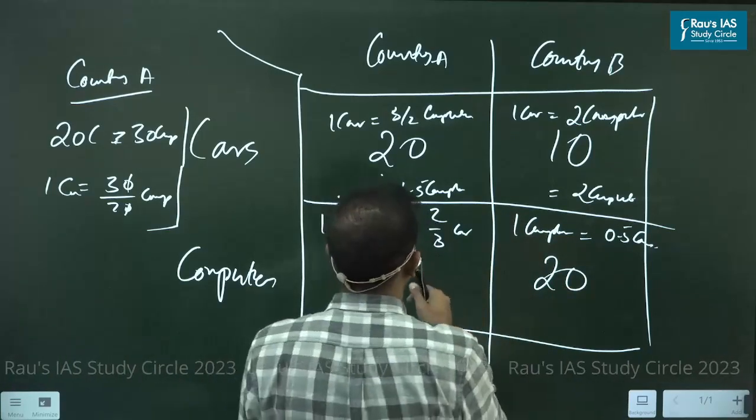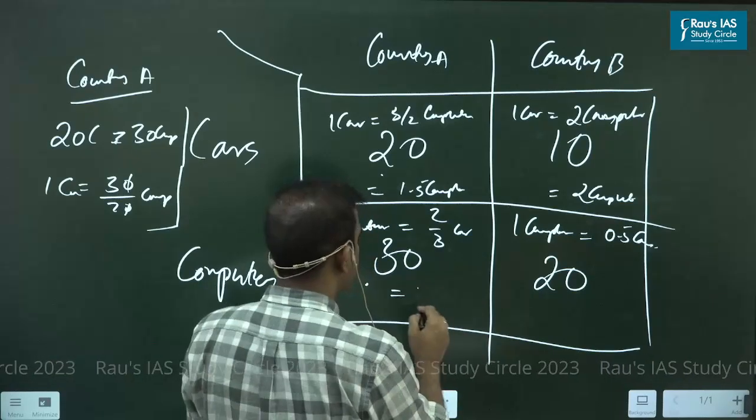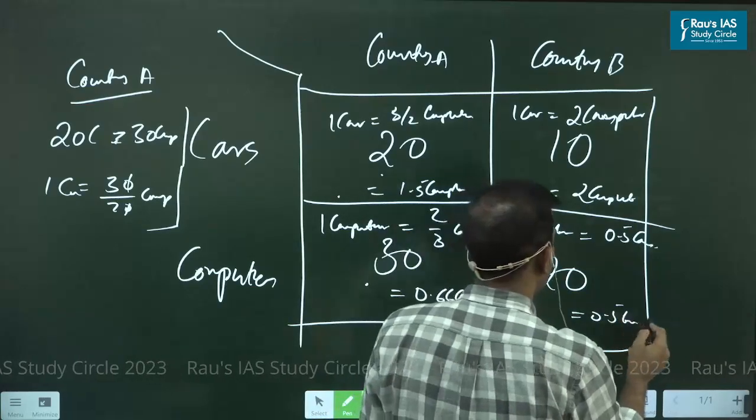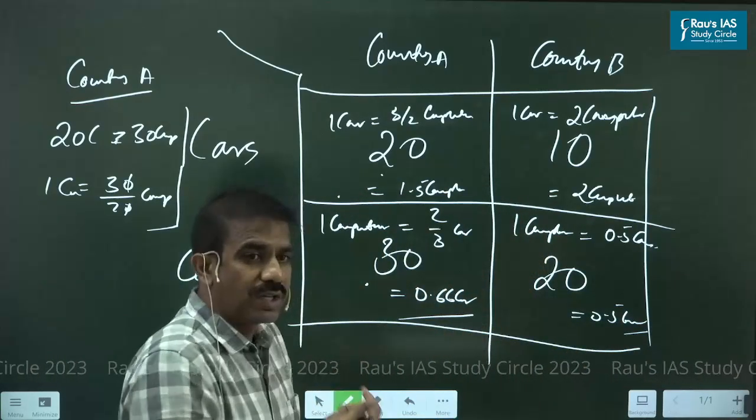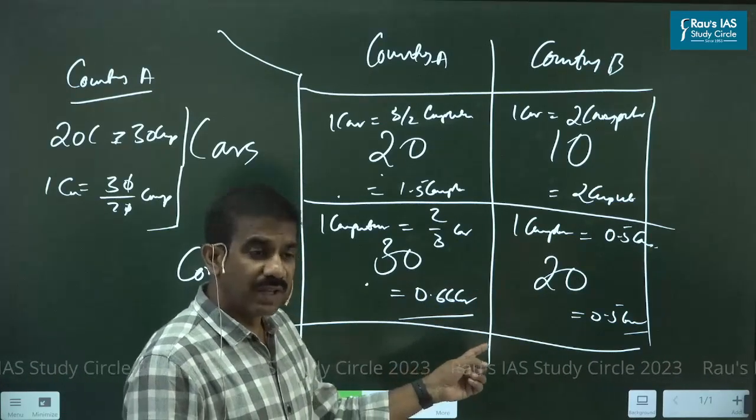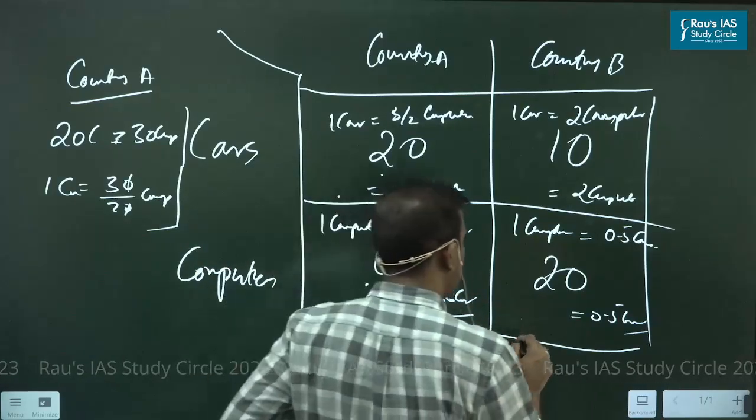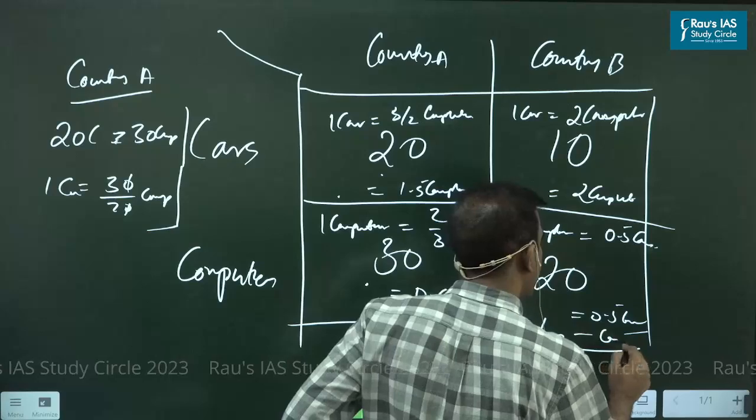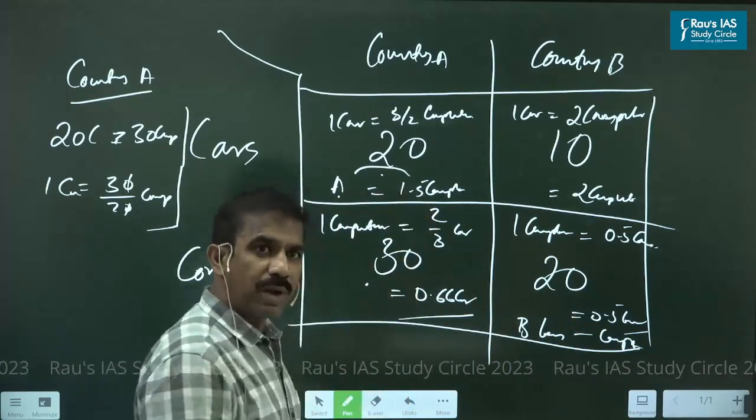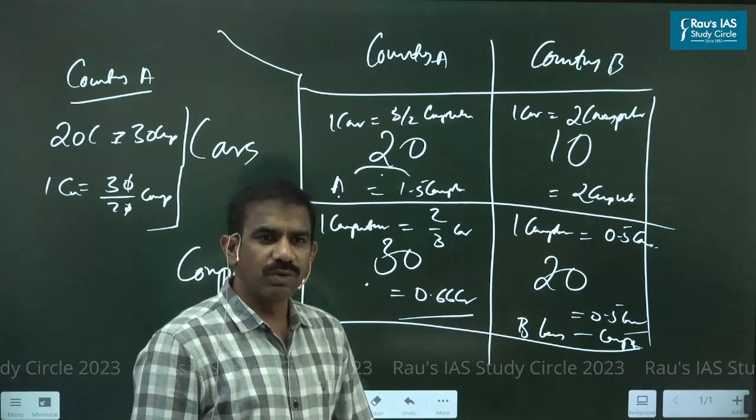But when it comes to this, okay, 2/3, how much is it? 0.66, isn't it? 0.66 car, and this is 0.5 car, isn't it? So now tell me who has the highest and the least opportunity cost for producing a computer? Yeah, least is B, isn't it? So B happens to have less opportunity cost for a computer, and A has less opportunity cost for a car. Am I right? Yes or no? Is everything clear? Okay.